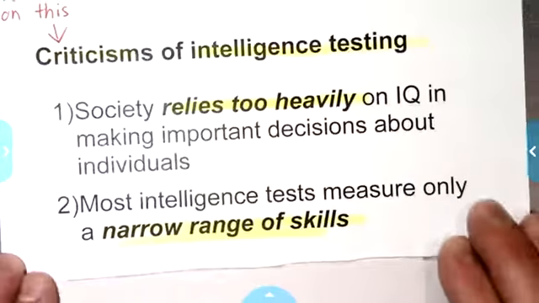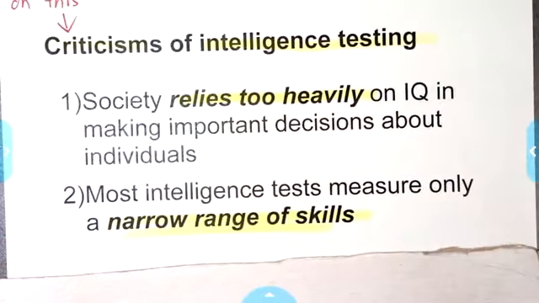Criticism number two is kind of related. It's the worry that most intelligence tests measure only a narrow range of skills. A lot of critics worry that what these IQ tests measure are things like vocabulary, reading comprehension, the kinds of skills that you need to do well in school. But there's a lot of things they don't measure.